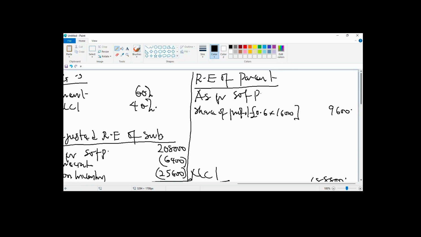As per SOFP, what was the retained earnings? 1,132,800 plus 9,600 is 1,142,400. That's it.